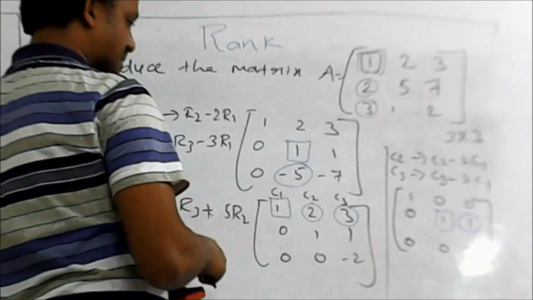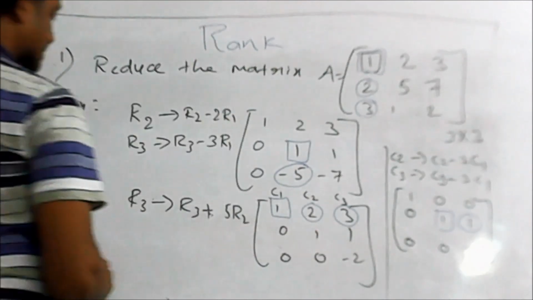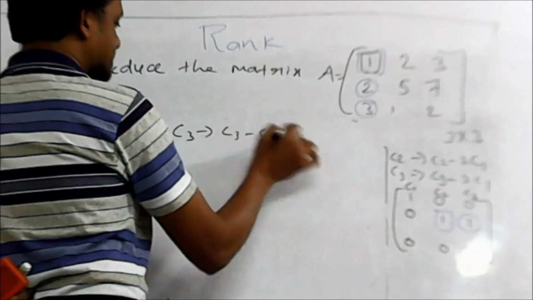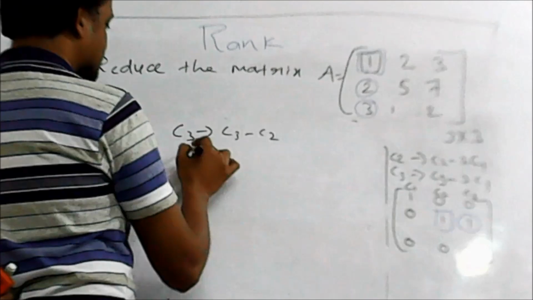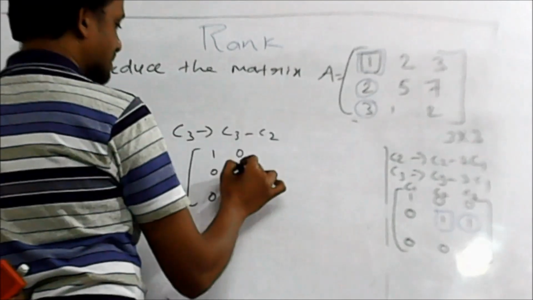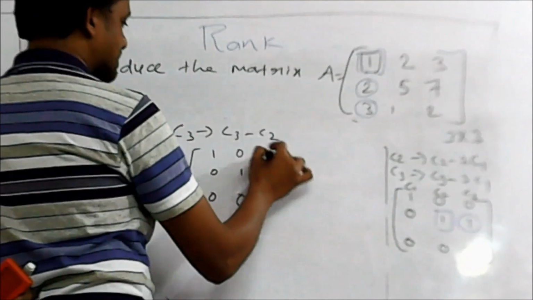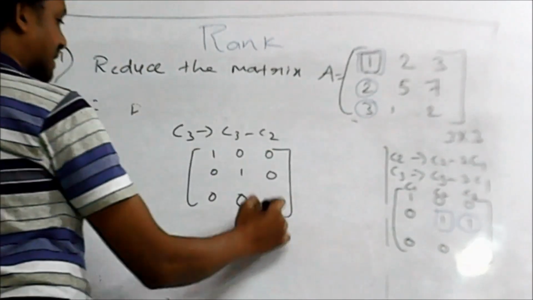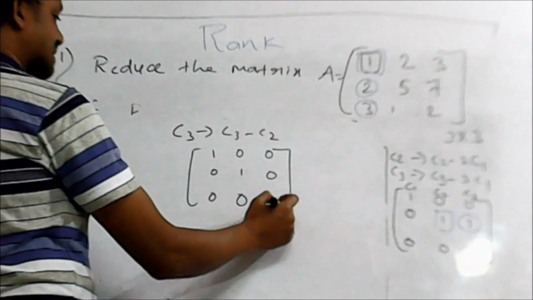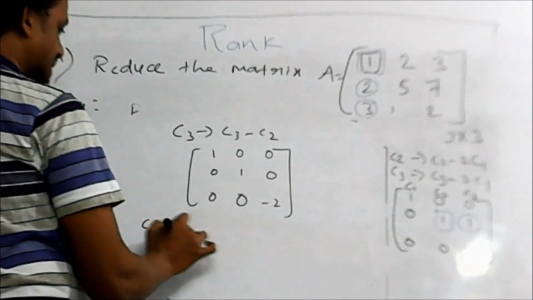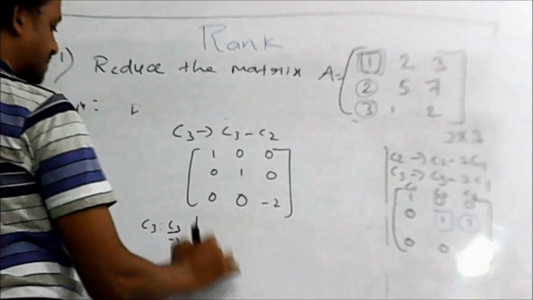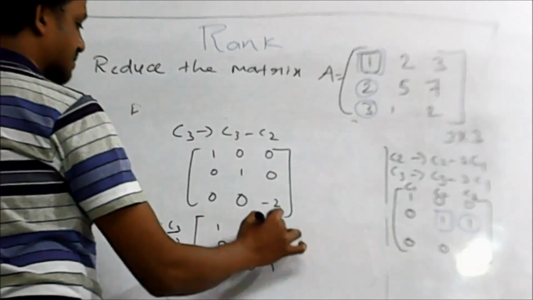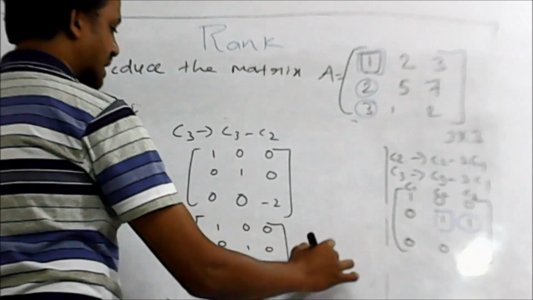What is that operation? Here I will write C3 minus C2, a simple operation. So C1 is as it is, C2 is as it is, C3 is 0, here 0, here minus 2. So what about the third diagonal? If it is 1, okay. If it is not 1, you can make C3 as C3 by minus 2. So 1, 0, 0, 0, 1, 0, 0, 0, 1. So it is of the form I3.